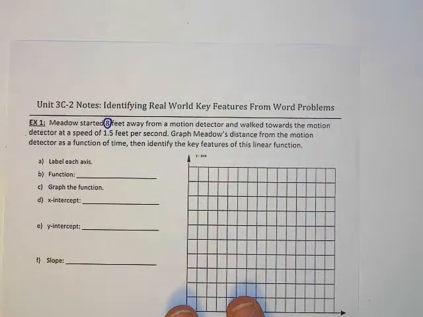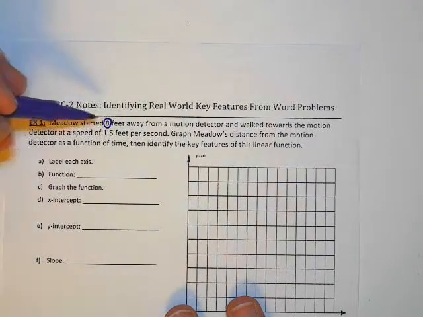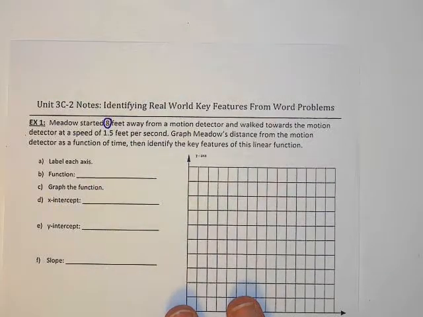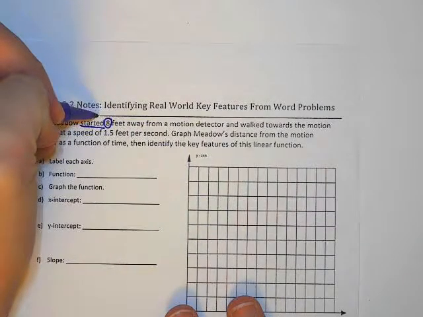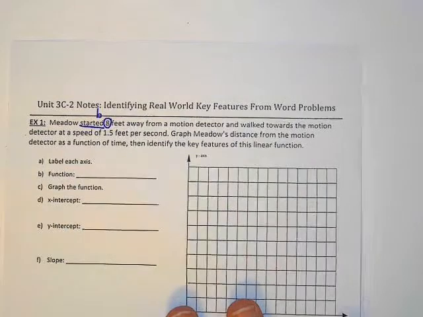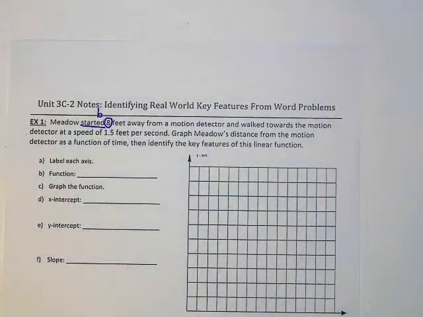Okay. What's another keyword? Just in this part: Meadows started 8 feet away from a motion detector. Started is initial. So 8 is what? That means initial. That's my B. That's my initial value. So that's my B. Okay. And walked towards the motion detector at a speed of 1.5 feet per second.